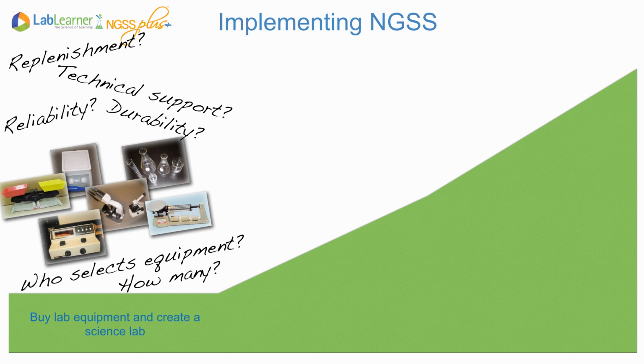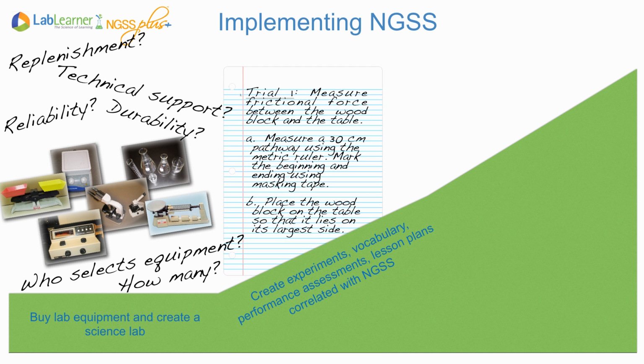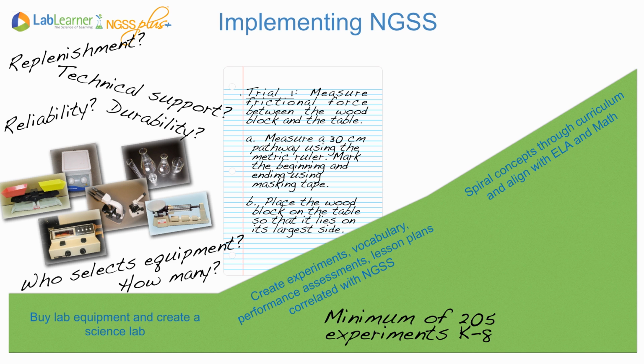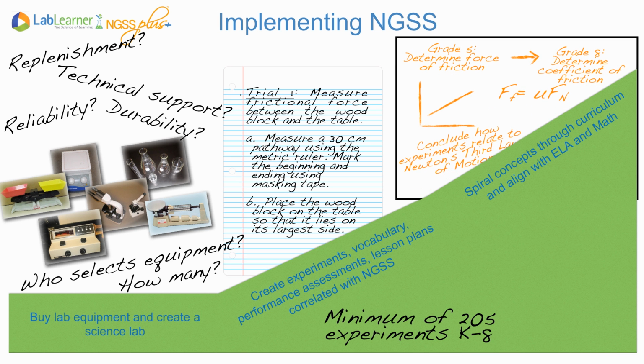The next thing you'll need to do is create the experiments, write lesson plans, develop performance and other assessments, and all of these will need to be correlated with the next generation science standards. Once the experiments, lesson plans, assessments have been designed, you'll need to spiral the concepts and experiments throughout the curriculum so that students learn the concepts multiple times in multiple grades with increasing complexity so that they develop their understanding of the science concept over time. In addition, you'll need to correlate the science curriculum with the Common Core Math and ELA standards.